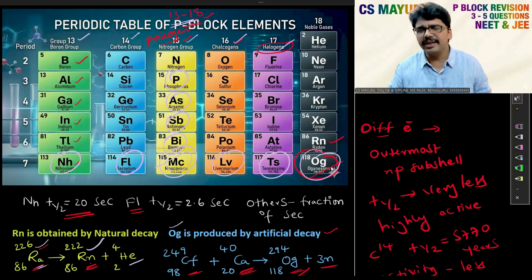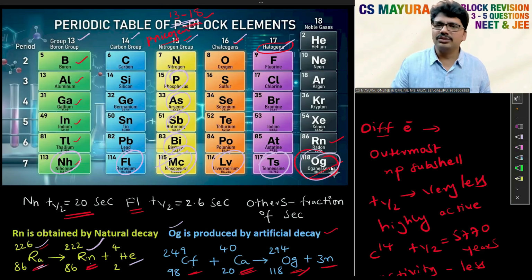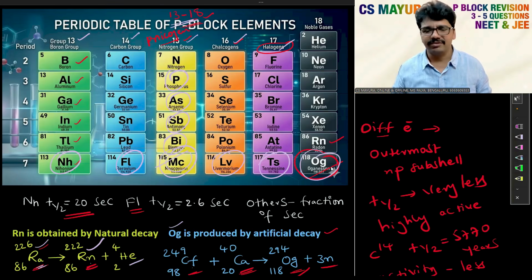5,770 years. It's a very long half-life. It will take a very long time for disintegration, so it emits very less radiation and does not cause any harm to us. So here the point is, the elements whose half-life is less, their radioactivity is more, and their harm is more. They are dangerous. The elements whose half-life is very high, their radioactivity is less, and they are less harmful.